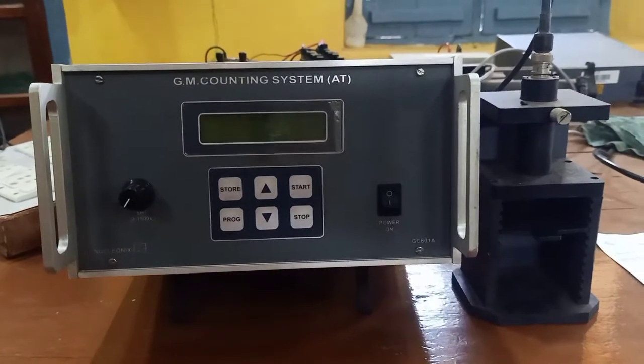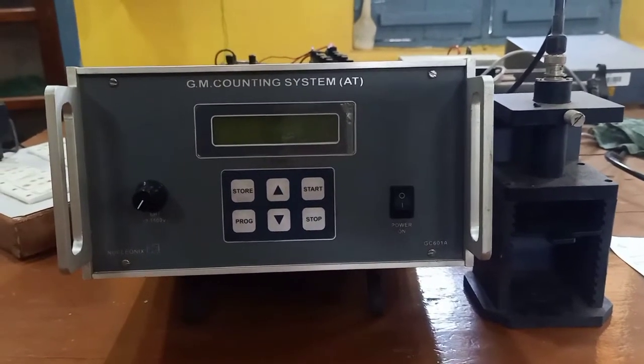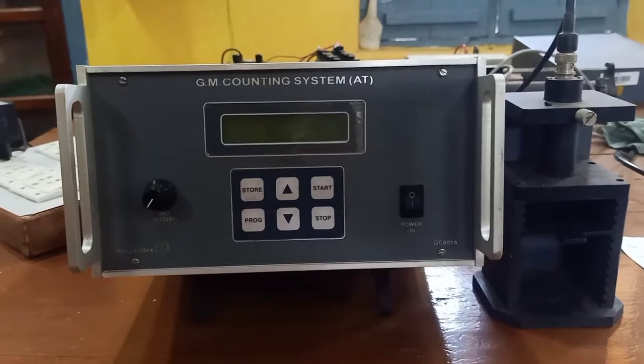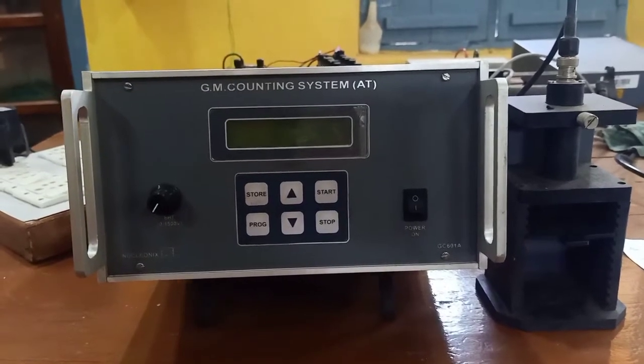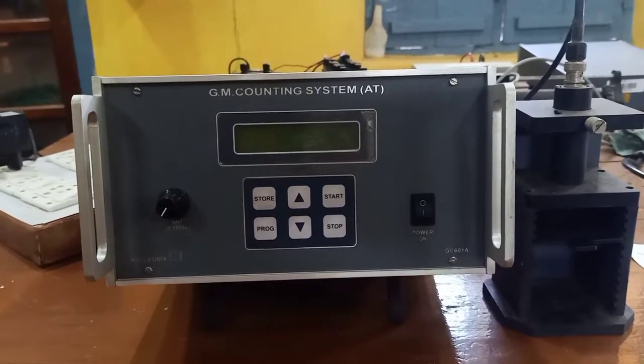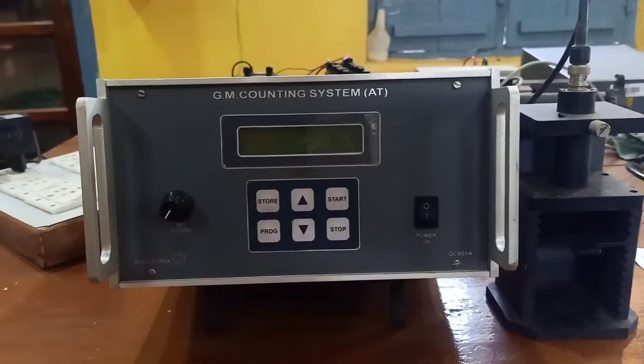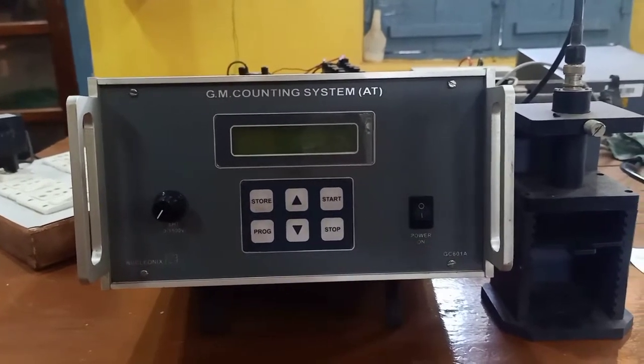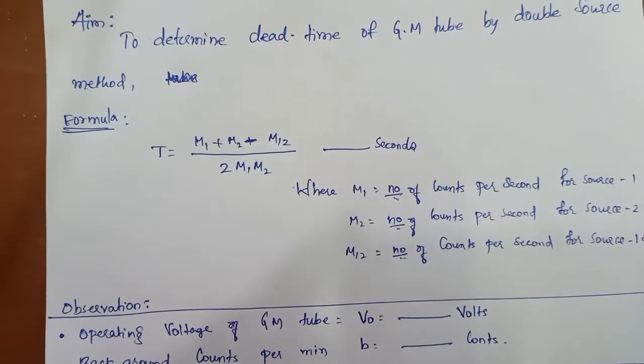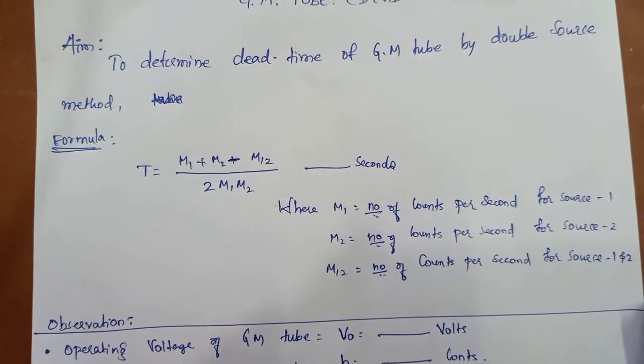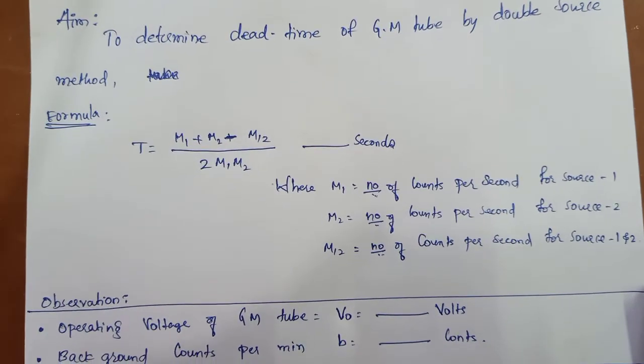Hi everyone, today we are performing an experiment on the GM tube, that is nothing but the dead time of a GM counter. First of all, we have to determine the dead time of the GM counter by the double source method. I will show you. The aim is to determine the dead time of the GM tube by the double source method.